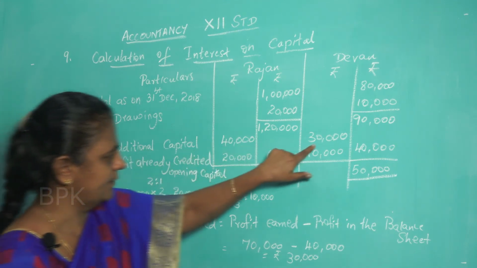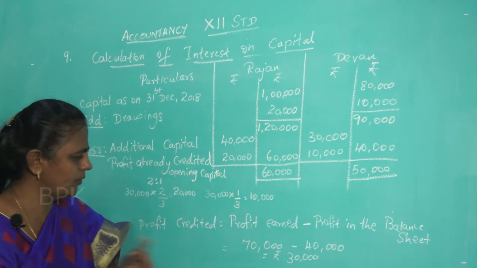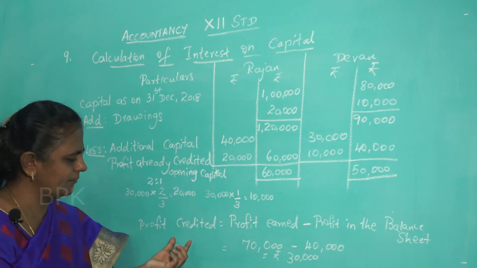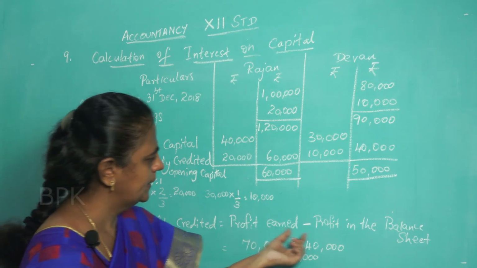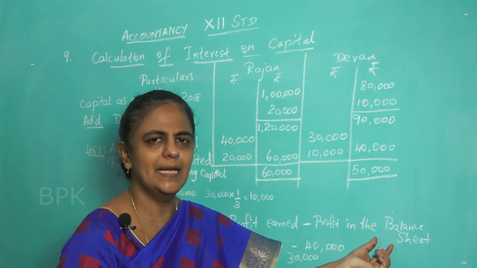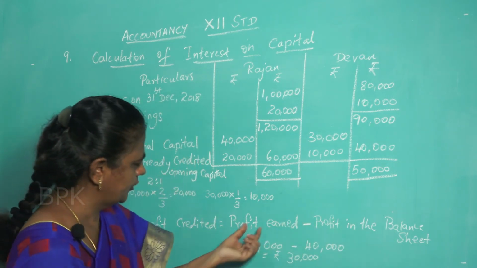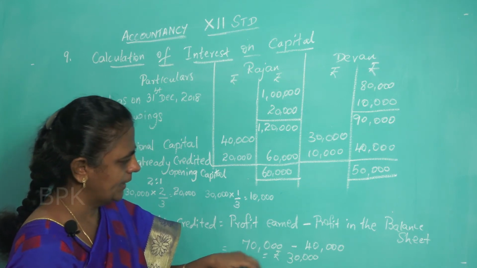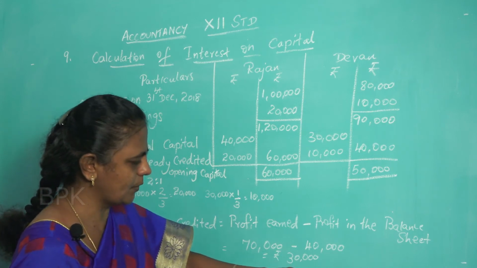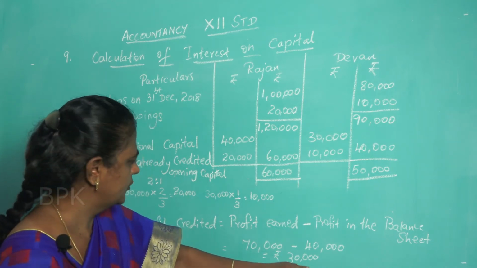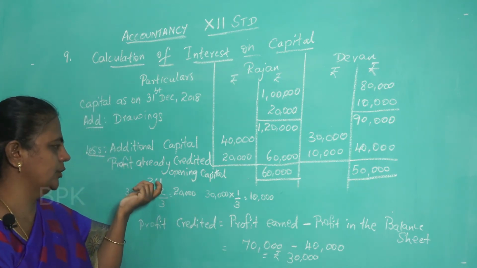Additional capital also is given. Profit already credited, we have to calculate. Why are we calculating? Because two profits are given. So you have to use this formula: profit credited is equal to profit earned minus the balance of profit shown in the balance sheet. So your profit earned is 70,000 and what is showing in the balance sheet is 40,000. So the difference will give you 30,000. This is the profit that should be credited to the partners' accounts. So what you have to do? This profit of 30,000 should be divided in this ratio 2:1.